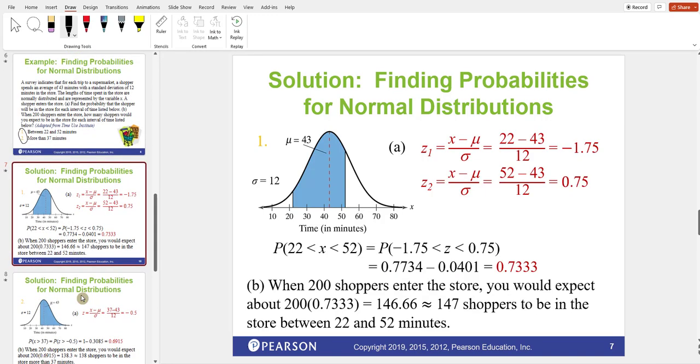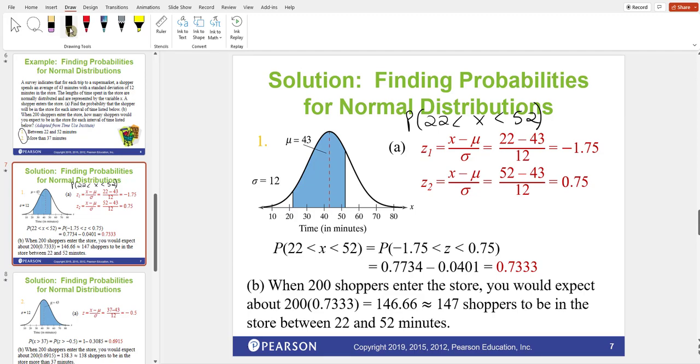So basically we want this probability. We want X to be between 22 and 52 minutes. Okay? So these are X values. We have to convert these to Z-scores if we wish to use the Z-table.